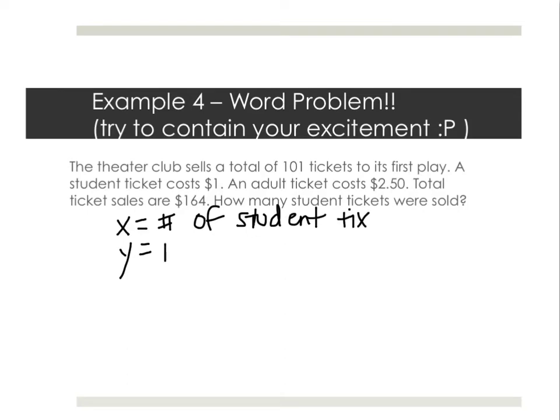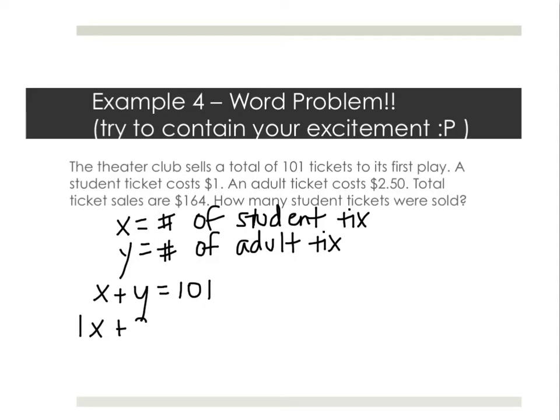All right. You have two different equations you can write using that setup. One has to do with the number of tickets, and the other has to do with the cost of the tickets. So for the number of tickets, you can say the total is 101. There's your first equation. For the cost of the tickets, you say $1 times x tickets plus $2.50 times y tickets is equal to $164. And there's your system.